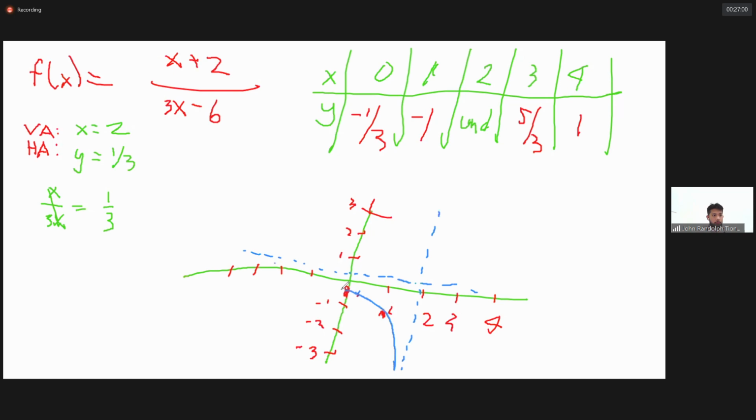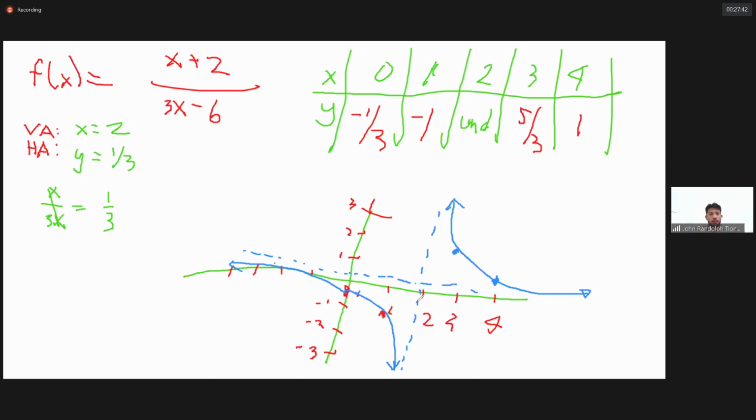Yan yung dalawang point, pababa. And also here. Okay, yan yung dalawang point. Dito naman sa taas, 4, 1. Where is 4, +1? Somewhere here. And the other one is 3 and 5/3. What is 5/3 in decimal? That is 1 and 2/3, 1.67, right? 3 and 1.67 somewhere here. But it will not touch, guys. Remember, it will not touch. Okay, so kung titingnan mo, magkabaliktaran yung graph natin.